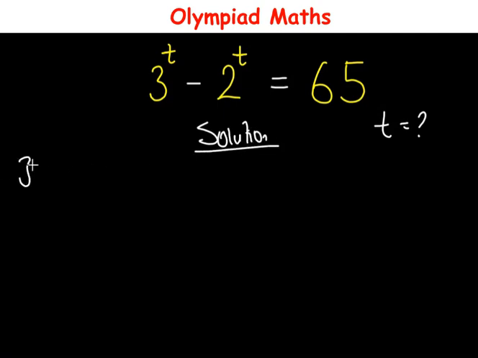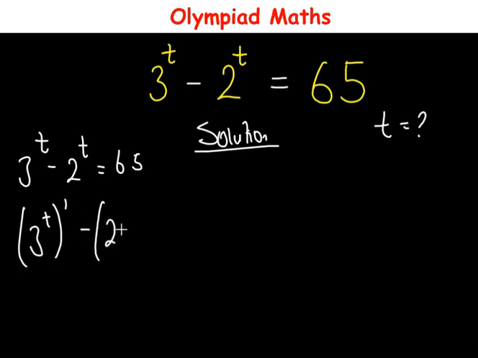So we have 3 raised to power t minus 2 raised to power t is equal to 65. Now you see, we can express this in this form as in bracket 3 raised to power t all raised to power 1 minus in bracket 2 raised to power t all raised to power 1 is equal to 65. Now 2 raised to power t power of 1 is still 2 power of t. 3 raised to power t all power of 1 is still 3 raised to power t. So nothing has changed.